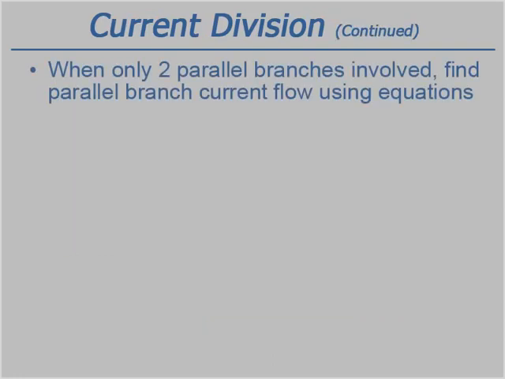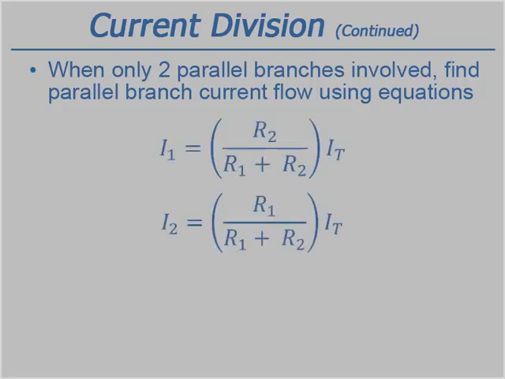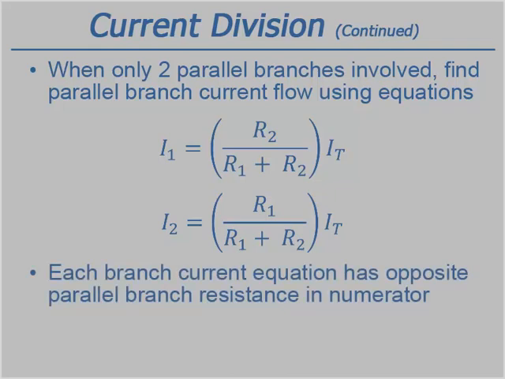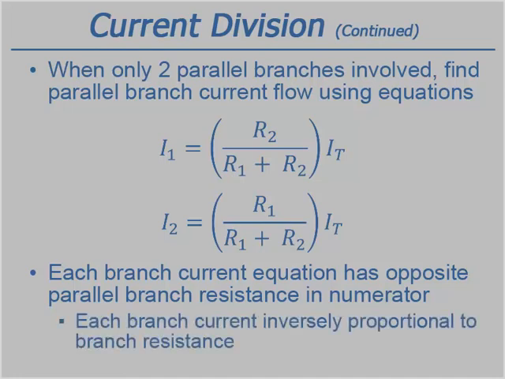When only 2 parallel branches are involved, use the equation shown on this slide to determine the current flow through each branch of the parallel circuit. Note that the equation for each parallel branch current has the opposite parallel branch resistance in the numerator, since each parallel branch current is inversely proportional to the parallel branch resistance.